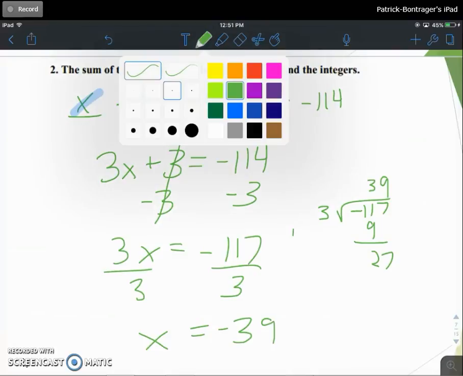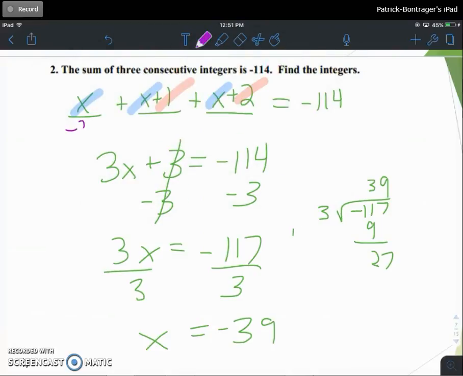I need to plug that back in. So my first integer is negative 39. And then my second integer is negative 39 plus 1, or negative 38. My third integer is negative 39 plus 2, or negative 37.